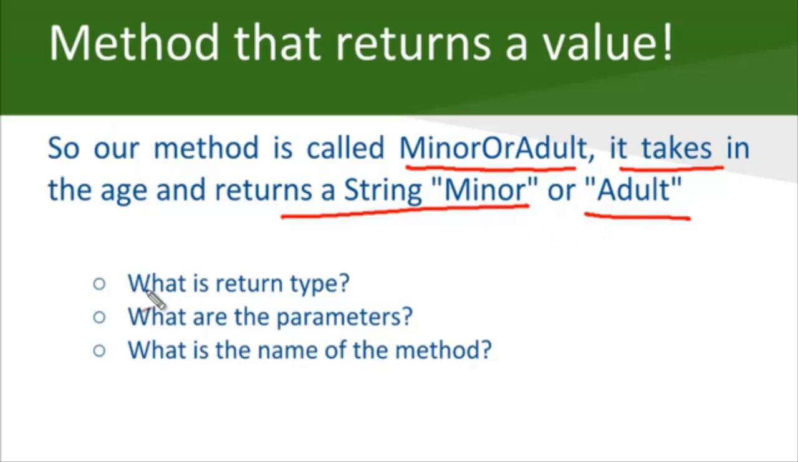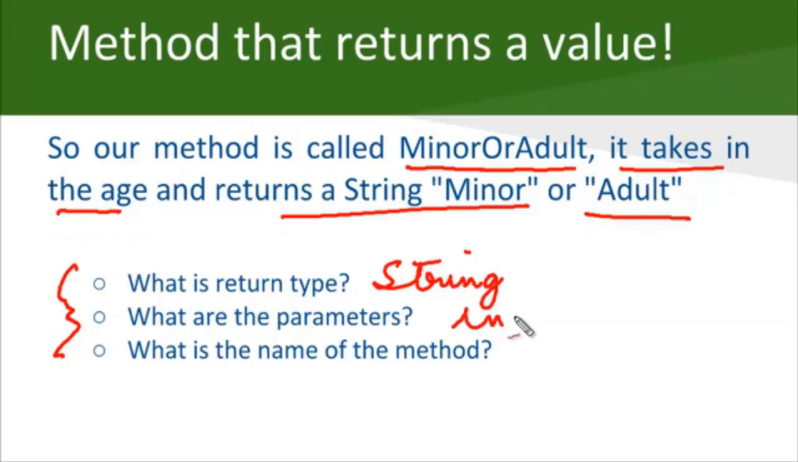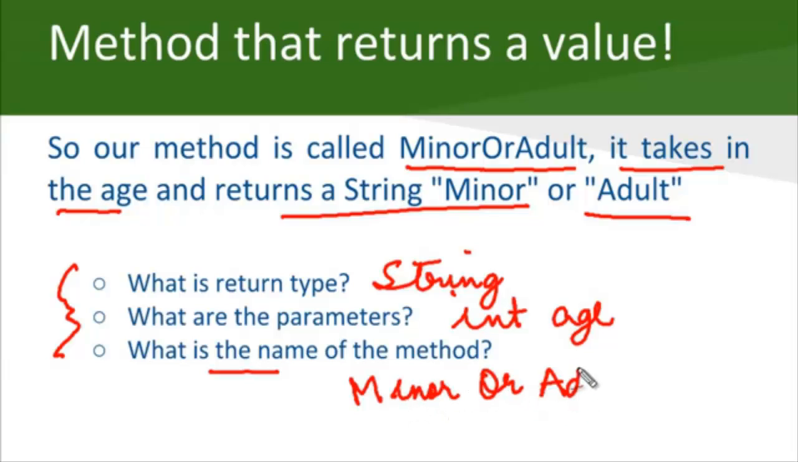Let's answer three questions here. What is the return type? It is clearly evident that the return type is string. What are the parameters? It takes in the age, so we have one parameter, integer age. What is the name of the method? You can keep it anything. Let's keep it minor or adult, like in the question.